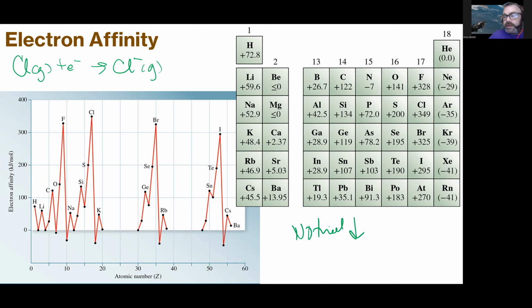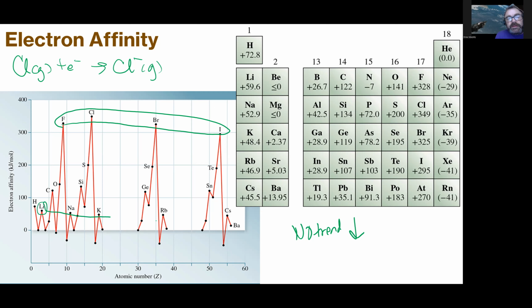No trend going down the group. As you go across the period, there's kind of a trend, but it's less of a trend than it is knowing what the electron configuration of something is. We can see there's no trend going down the group because fluorine, chlorine, bromine, and iodine all have very high electron affinities.